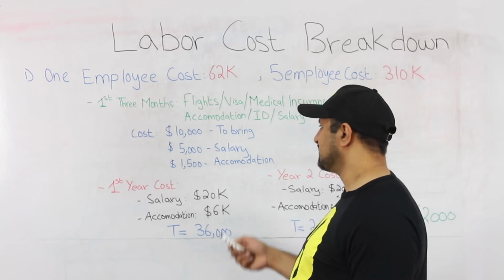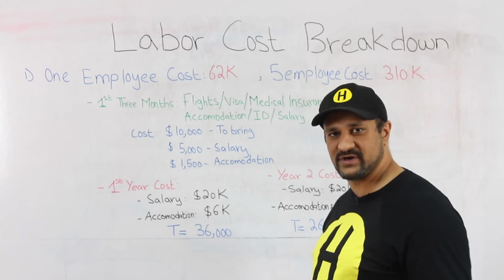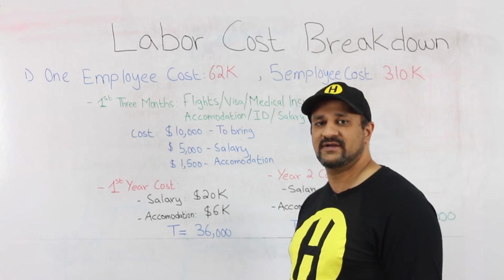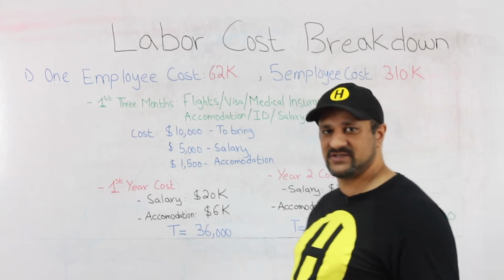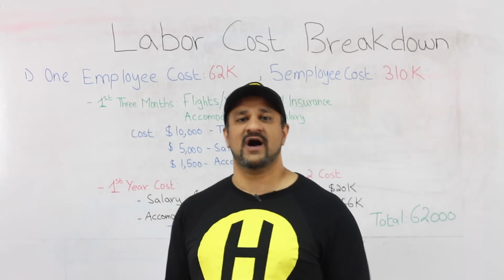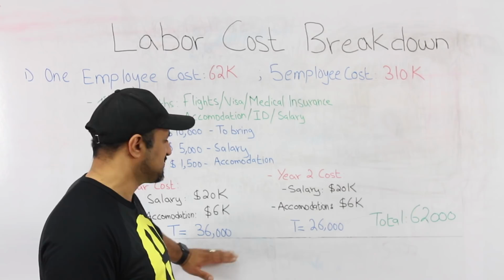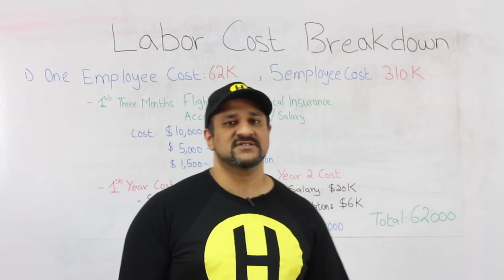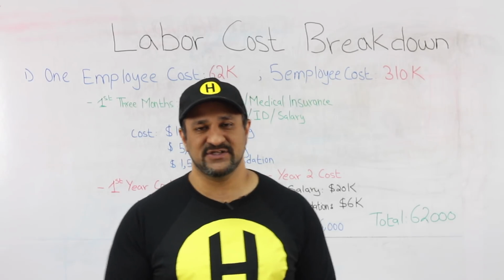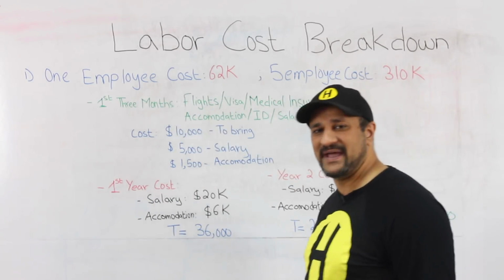Salary for 1 year, if it's 5,000 for 3 months, over 4 quarters, which is a year, goes to 20,000. If it's 500 dirhams a month for accommodation, over 12 months, it goes to 6,000. So our year 1 cost per employee is 36,000. Now, some of these things that we spent in year 1 do not have to be respent in year 2. The visa is a 2-year visa. The flight has already been paid.